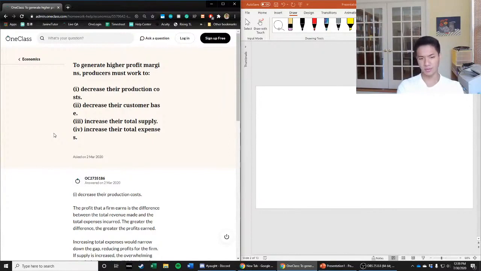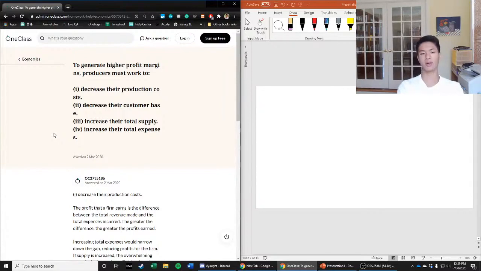3 says increase their total supply. Again, unclear why increasing your total supply would lead to a higher profit margin. If anything, increasing your total supply means you would be able to charge a lower price. And so in that sense, that would lower the profit margin.